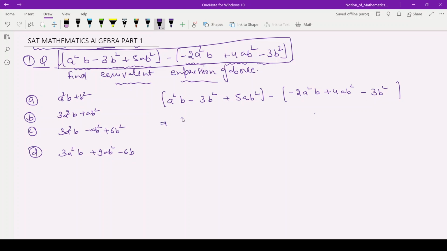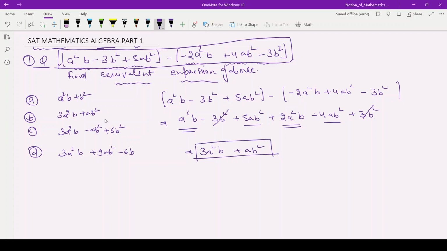So I will simplify it: a square b minus 3b square plus 5ab square plus 2a square b minus 4ab square plus 3b square. The minus 3b square and plus 3b square cancel out. This a square b and 2a square b will be 3a square b, and this 5ab square minus 4ab square is plus ab square. So this is option b.